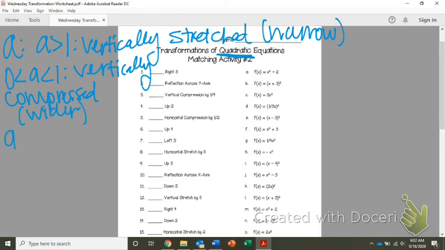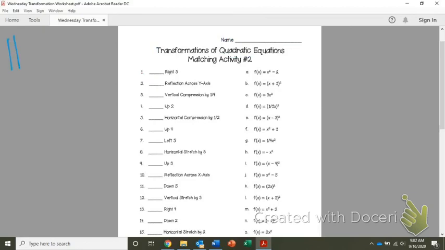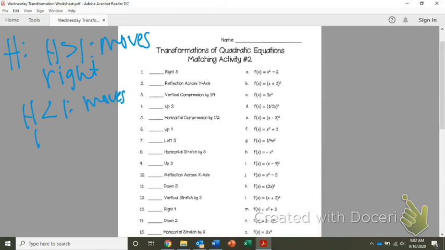And if A is less than 1, meaning it's a negative, it is reflected over the x-axis. Okay? H, horizontal shifts. H is greater than 1, meaning it's positive. Moves right. H is less than 1, meaning it's negative. It moves left. Okay?